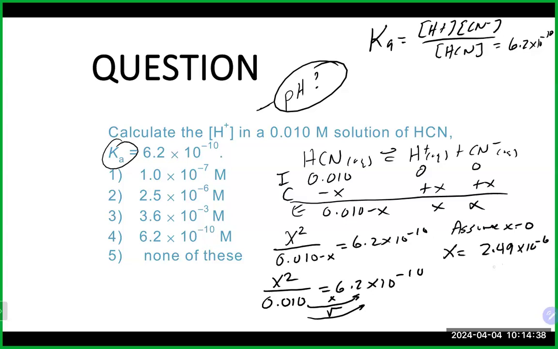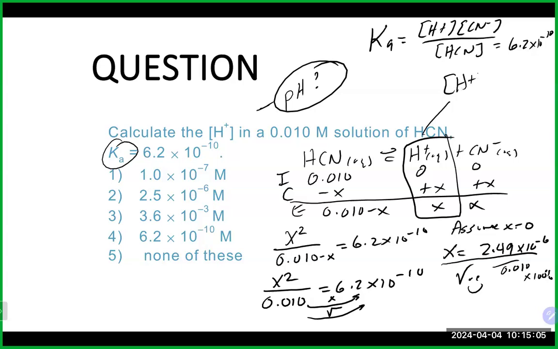We once again do want to check it, so we'll divide it by 0.01 and multiply by 100%. And we're nowhere even near, I think, 0.1%. So this check here is good in this case. Since that check is good, that x value, as we get to see from our table, is equal to our H plus concentration. So our H plus concentration looks like 2.5 times 10 to the minus 6. It does need a molarity there as it is a concentration. And that looks like it is number 2 on the list there.